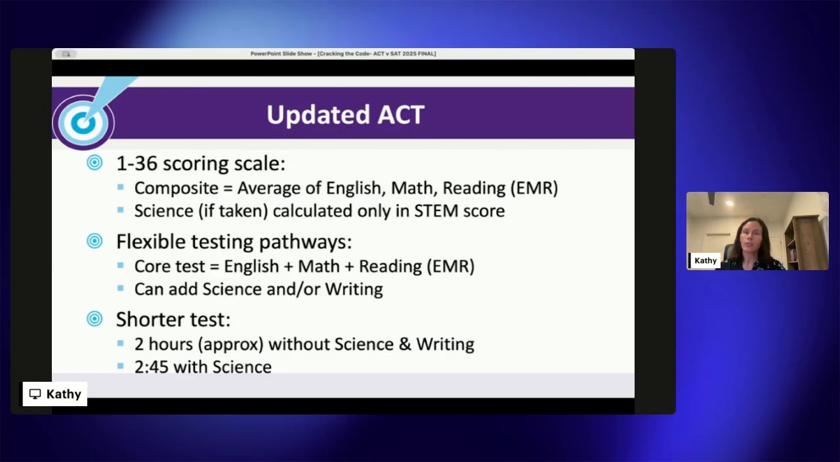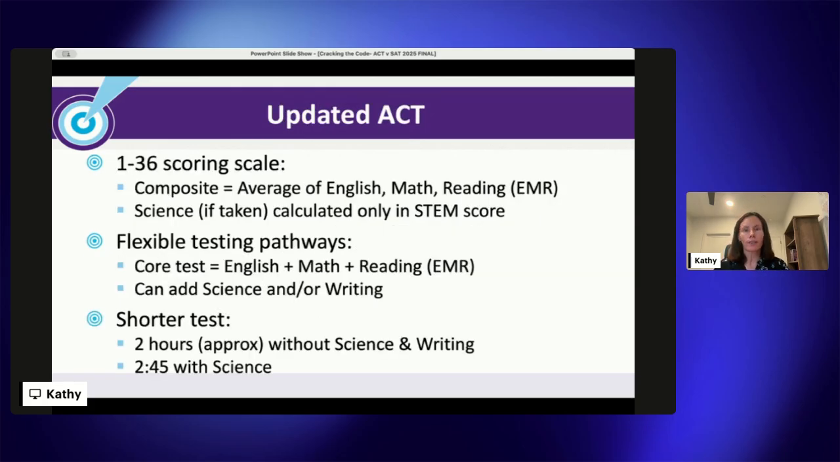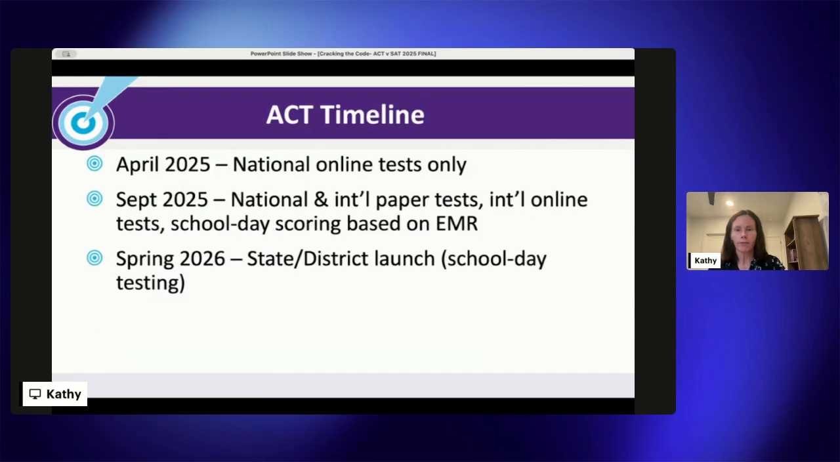So when you sit down to register for the ACT, if you're planning to take it in October, December, or February, you can sign up for the core test: English, math, reading. You can choose to add science. You could choose to add writing. You could choose to add science and writing. So you get a couple of different testing options there. And overall, it is now a shorter test. So it's just a little over 2 hours without the science and the writing. If you take it with the science, it's going to be a bit closer to 3 hours. So it's going to come in at 2 hours and 45 minutes.